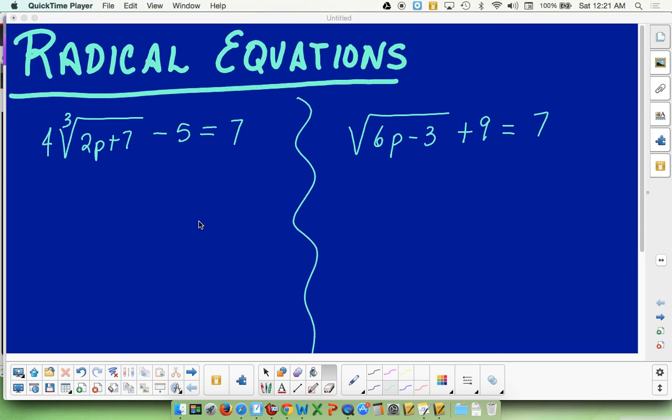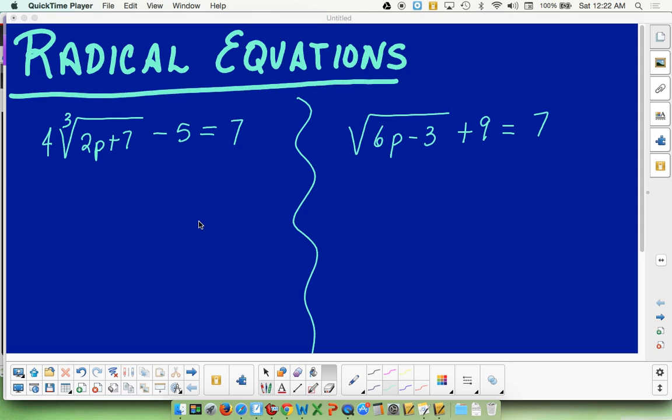Our last section of this unit turns to a different topic. We're going to talk about radical equations instead of rational functions. You've seen this before, so none of this should be real shocking information. We're going to solve equations that contain cube roots, square roots, any type of radical in them.